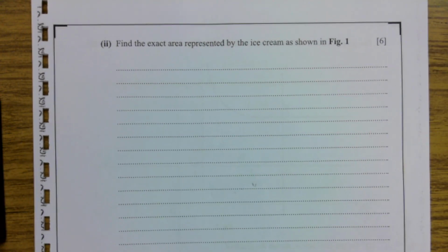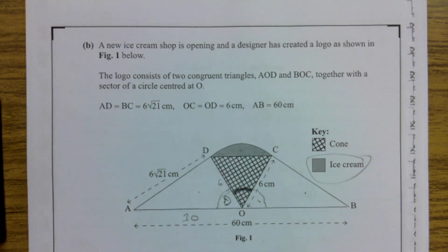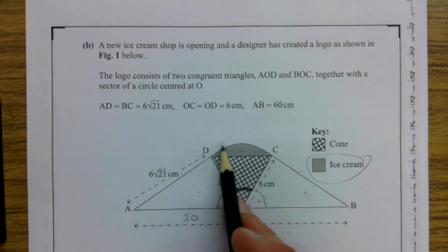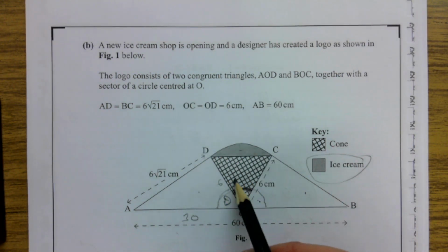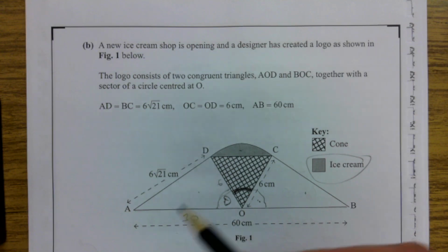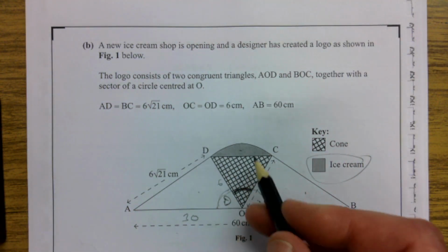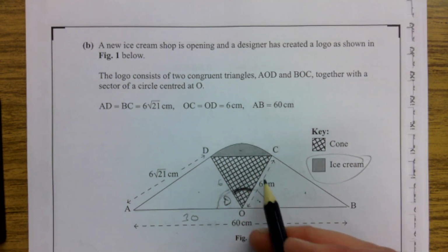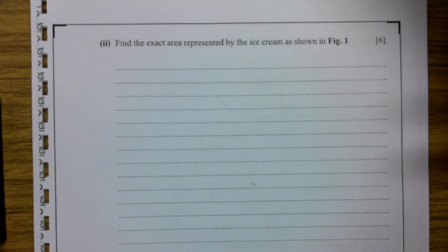Find the exact area represented by the ice cream as shown in figure 1. So here's the ice cream here, and so we need to find this. So I don't know if you can spot this. This is just a wee segment. So we have a formula for a segment, or we can do it by finding the area of the sector and taking away the area of the triangle. Either of those methods are fine. Some people use a half r squared (theta minus sine theta). That's fine. Some people find the area of the sector, find the area of the triangle and subtract them. So we'll go for one of those two methods and see how it goes.